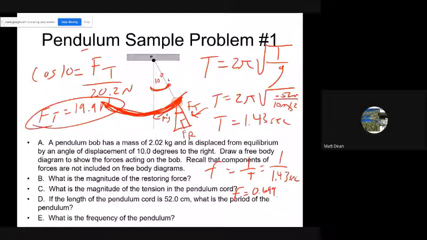And remember, we could write that as per second. We could write it as 0.699 s to the minus 1, or we could write it as 0.699 hertz, or cycles per second.